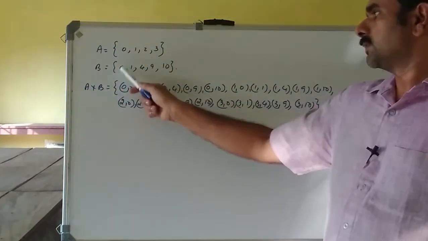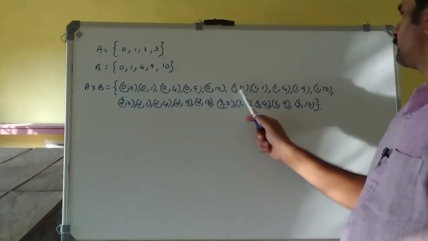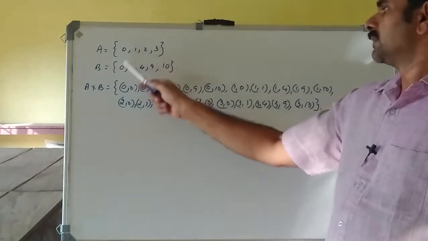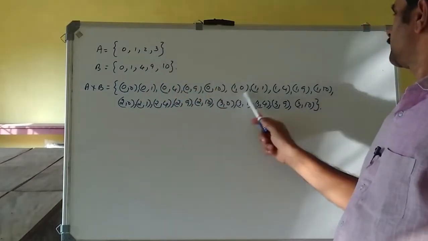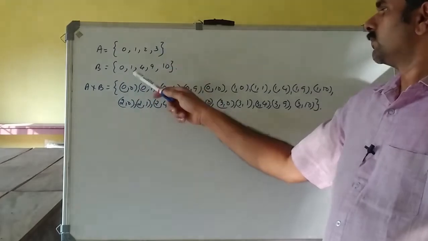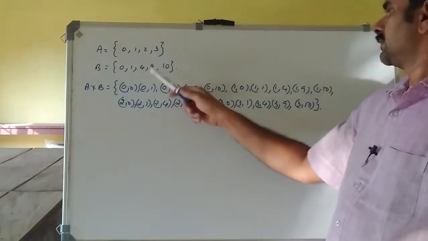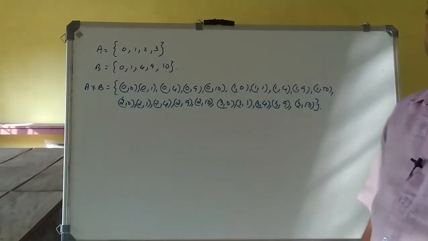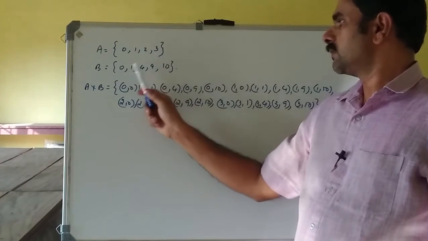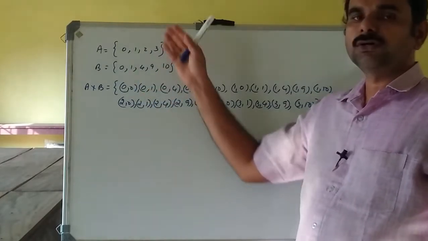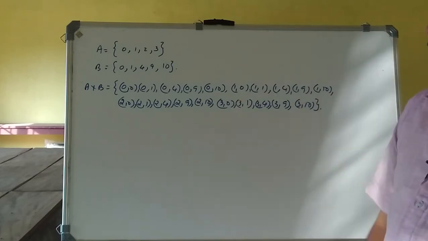A cross B is (0,0), (0,1), (0,4), (0,9), (0,10), (1,0), (1,1), (1,4), (1,9), (1,10), (2,0), (2,1), (2,4), (2,9), (2,10), (3,0), (3,1), (3,4), (3,9) and (3,10). How many elements in A cross B? 1, 2, 3, 4 and 1, 2, 3, 4, 5. So 4 into 5, 20 elements will be in A cross B.